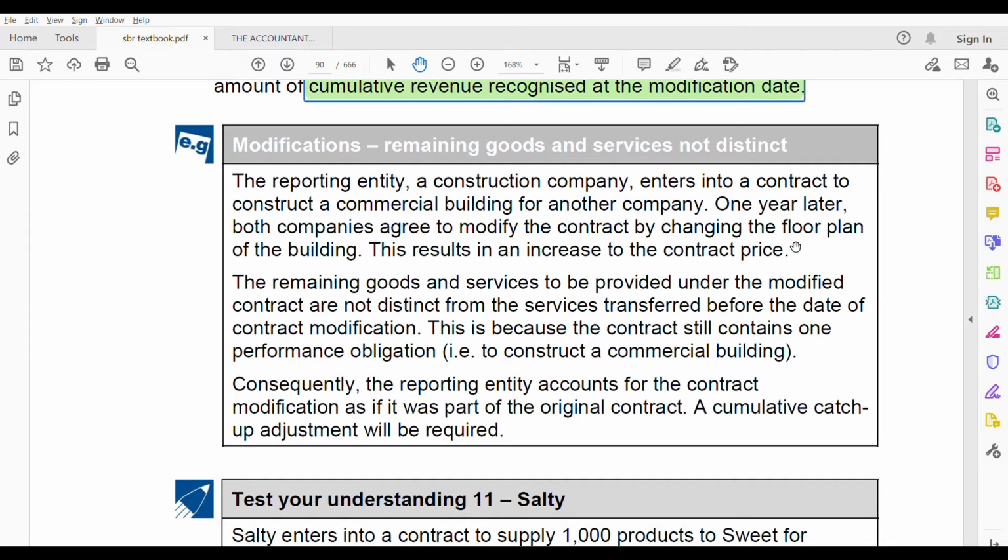This change in the floor plan. So consequently, the reporting entity accounts for the contract modification as if it was part of the original contract. A cumulative catch-up adjustment will be required. What do you adjust? You adjust your revenue, what you have currently recorded. That you need to adjust.